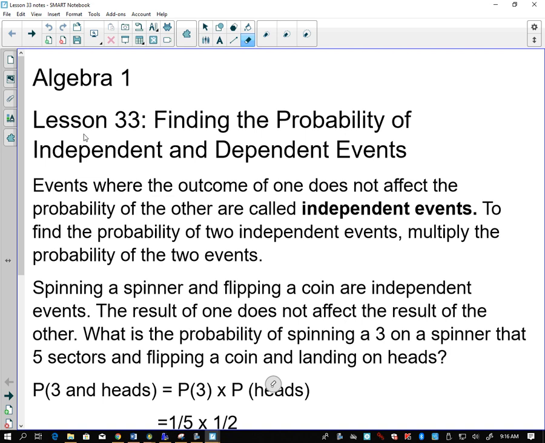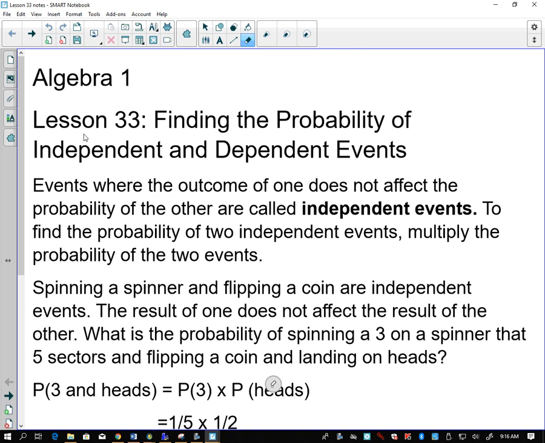So events where outcomes of one does not affect the probability of the other are called independent events. That would be like if I flipped a coin and rolled a dice, right? Does the first coin flip affect what comes out on that dice or die? No. The two events don't impact one another. In fact, whenever I flip a coin, if I flip it again, does what I got the first time affect what happens the next time? No. It doesn't affect it.